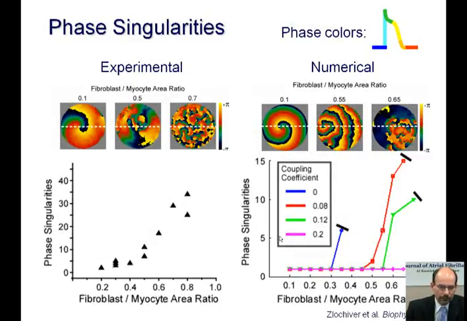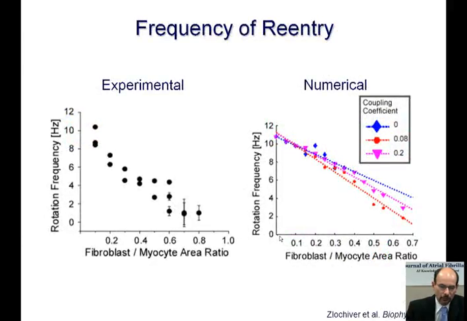We looked at the frequency of the rotation of the rotors we saw in the movies, and in the experiments we saw that rotation frequency linearly decreases with fibroblast to myocyte area ratio. In the numerical simulation we saw that is also the case. There is a decrease of frequency of rotation with fibroblast to myocyte area ratio, and that decrease is independent of the coupling. Here we simulated three levels of coupling, all showing a decrease in the rotation frequency.